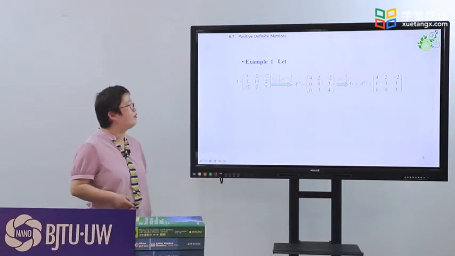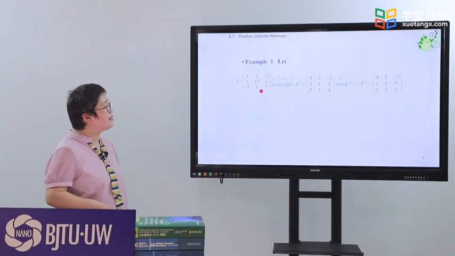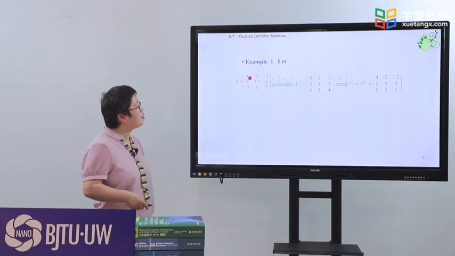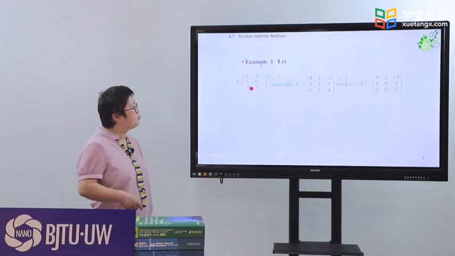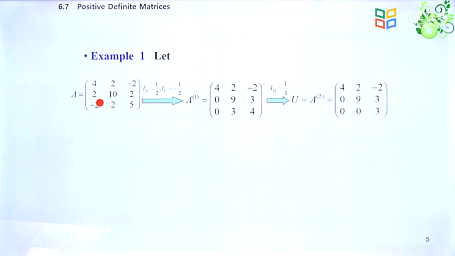See this example. This is a matrix A, a 3 by 3 matrix. For example, we use this 4 to eliminate this (2,1) entry to be 0, this (3,1) entry to be 0, this minus 2 to be 0. And then we should use minus 1 over 2 times the first row, then add to the second row. As we mentioned before, you can define L21 as just the negative value of this multiplier. So it's 1 over 2.